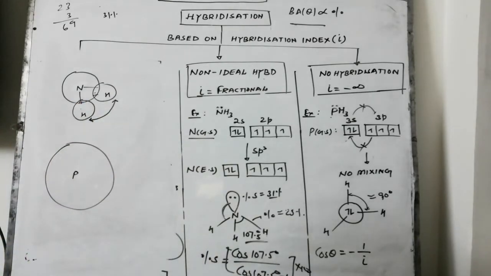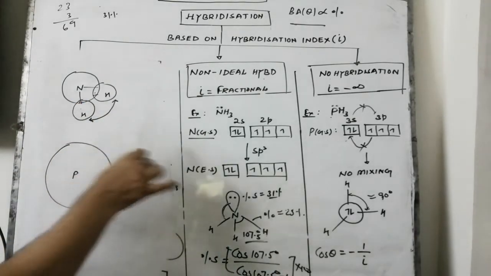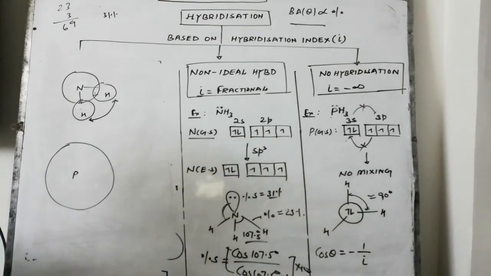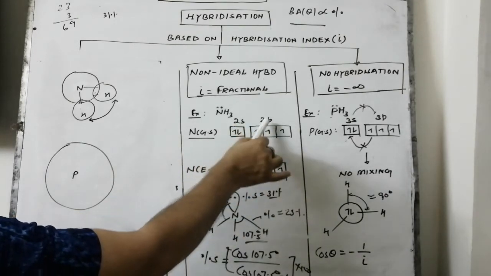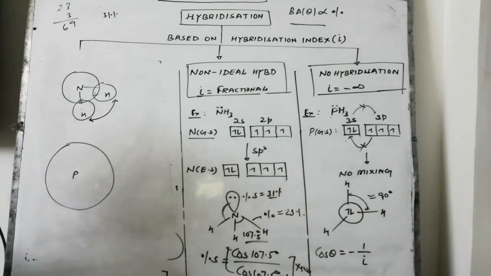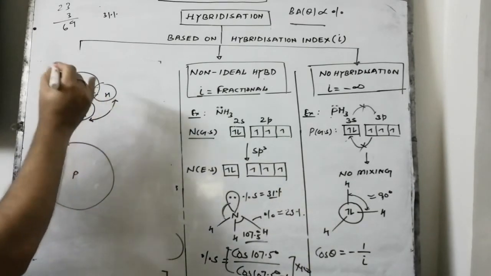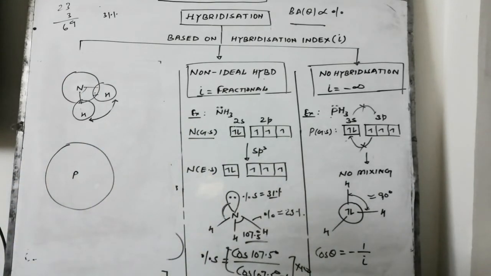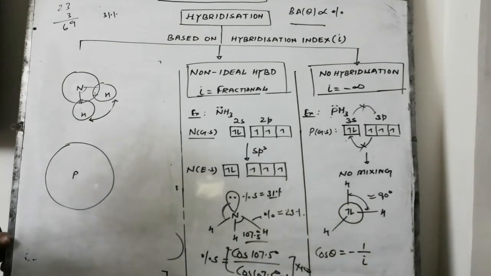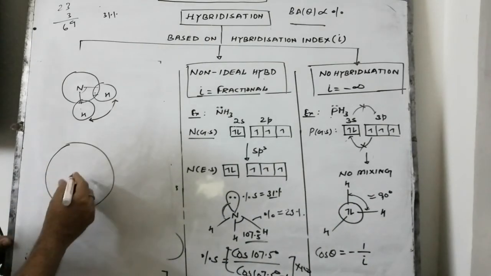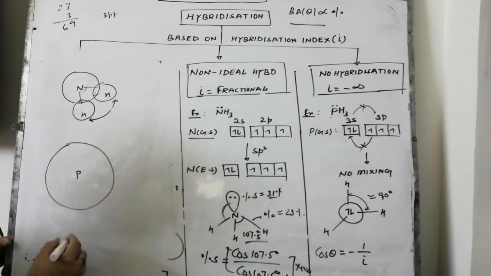So in order to minimize the repulsion, mixing happens here, because when s character gets mixed with the p orbital, then this bond angle increases. As s character increases, what exactly happens? The bond angle will also increase in this case. Now let me come back to this situation.